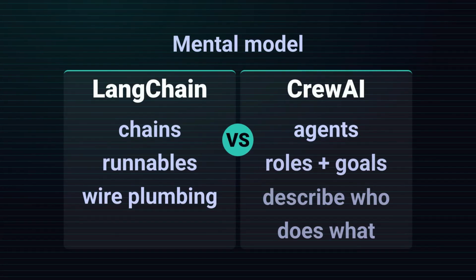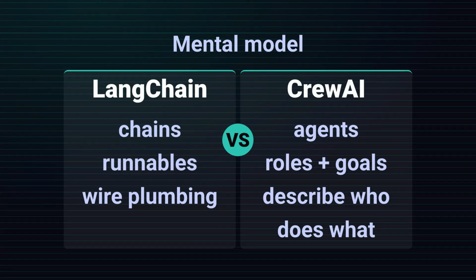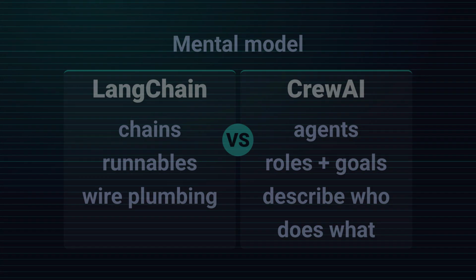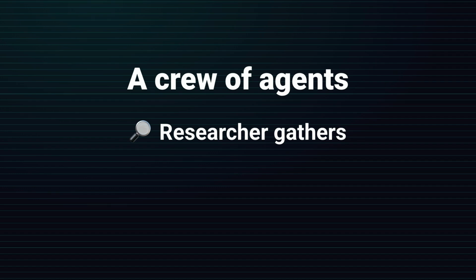This is where CrewAI takes a different stance. Instead of chains and runnables, it organizes everything around a simple metaphor: a crew of agents, each with a defined role, a goal, and a backstory, working through a list of tasks. You don't wire up the plumbing. You describe who does what. A researcher agent gathers information, a writer agent drafts content, an editor agent reviews it. The framework handles passing outputs between them.